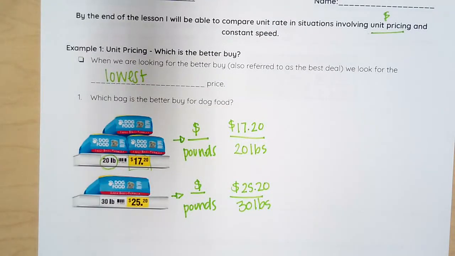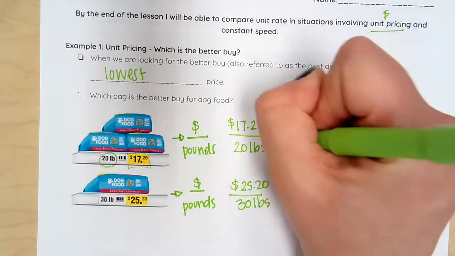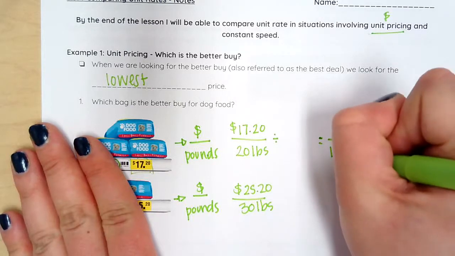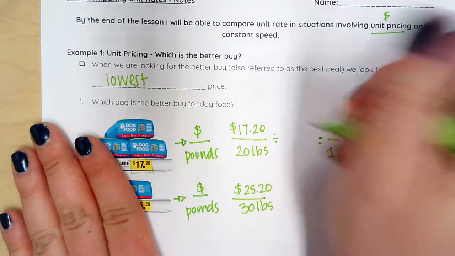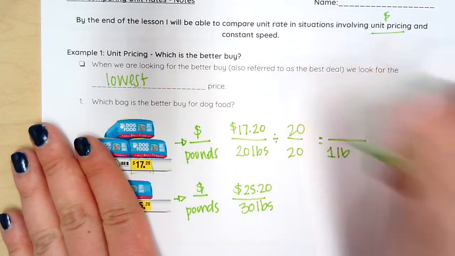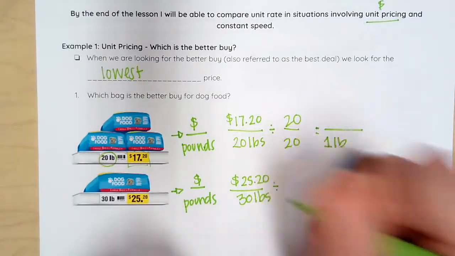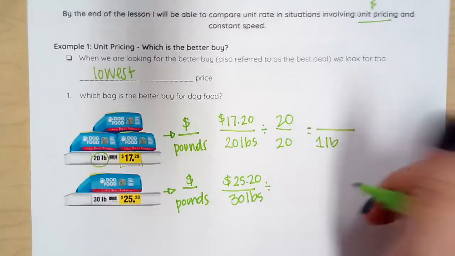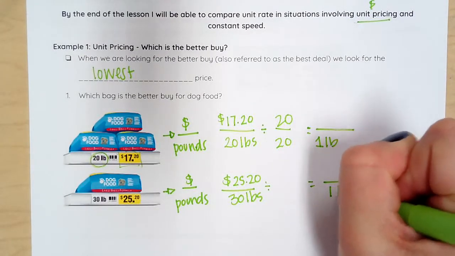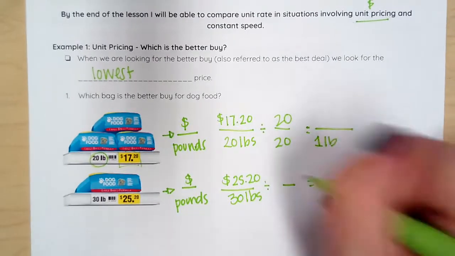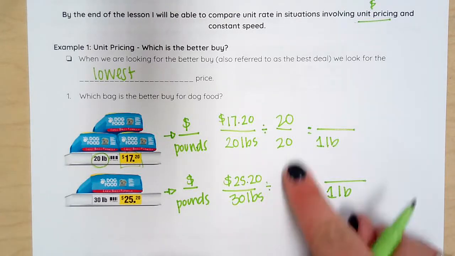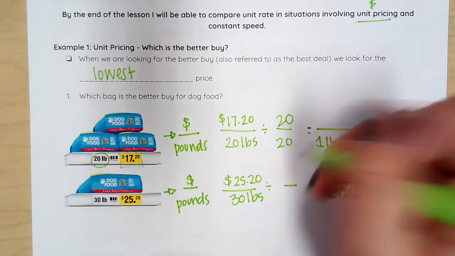Now, I need to get both of these down to 1 pound so I can compare. So this one, how do I get this one to be 1 pound? I divide by 20, both the numerator and denominator. So that doesn't change. How we find the unit rate is not changing. The only difference is I'm doing it twice. Now I need to look at this. How do I get this 30 pounds down to 1 pound? I'm not going to divide by 20. I'm going to divide by 30.